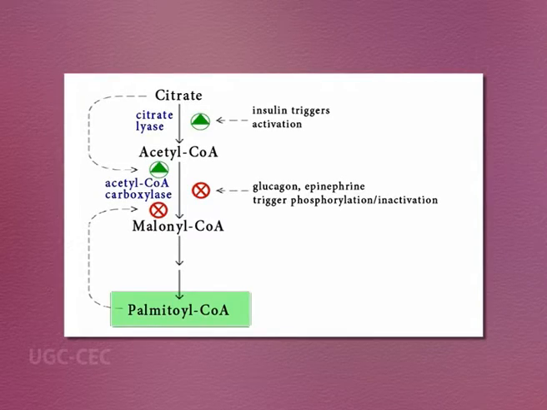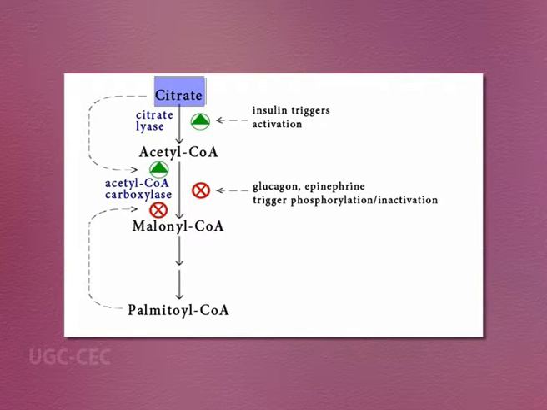Not only phosphorylation and dephosphorylation, but the activity of acetyl coenzyme A carboxylase is also regulated by local metabolites. For example, palmitoyl coenzyme A, which is the principal product of fatty acid synthesis, is a feedback inhibitor, not an activator, of the enzyme. Palmitoyl coenzyme A promotes the inactive conformation, and it diminishes the production of malonyl coenzyme A, which is the precursor of fatty acid synthesis.